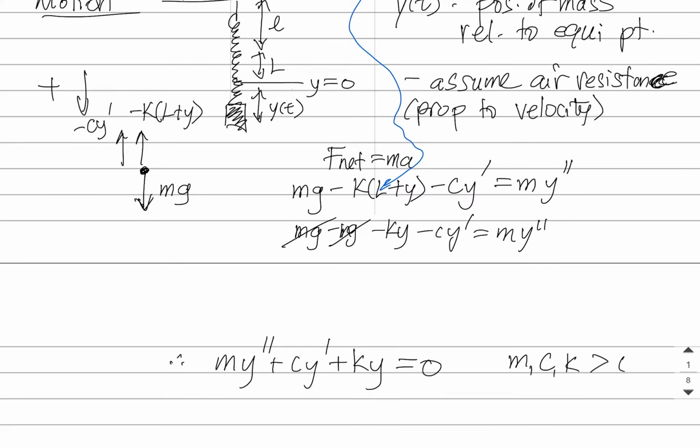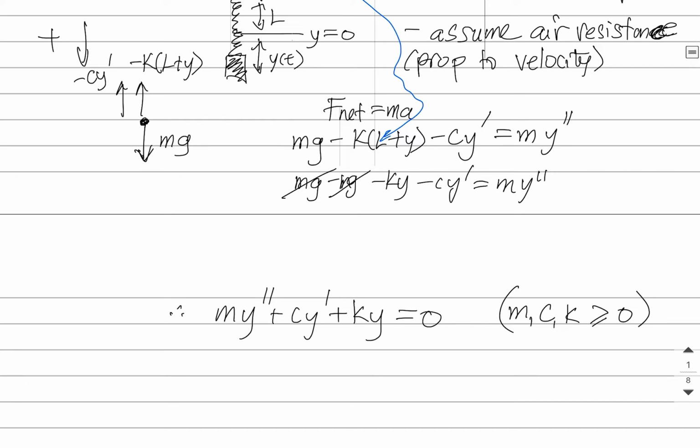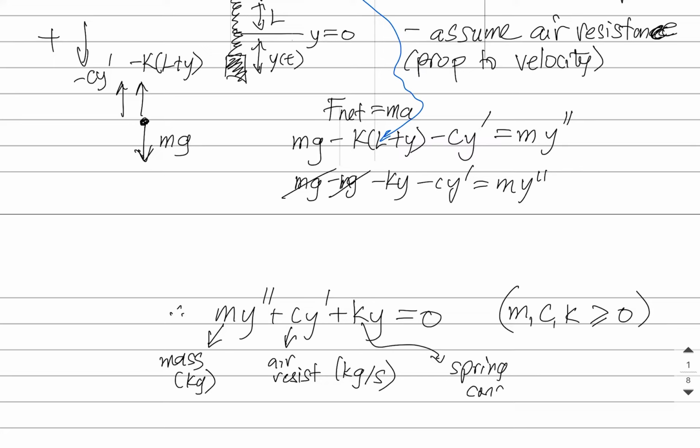So we are going to say that all of these constants m, c, and k can be greater than or equal to 0. So there's the mass. We'll have that in units of kilograms. This is the air resistance coefficient. This will turn out to be in units of kilograms per second. And this thing k will be the spring constant. And the spring constant is a number. The bigger the number, the stronger the spring is, the stronger that spring force.